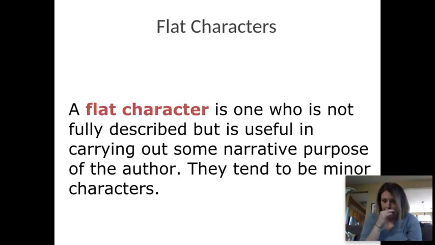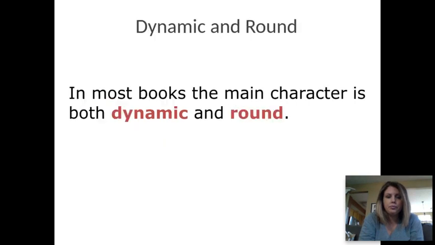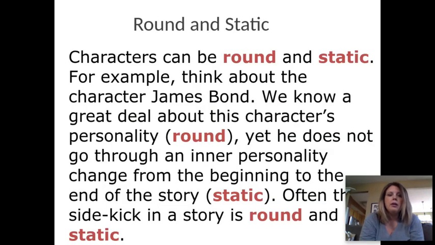The opposite is called a flat character. Flat characters are ones who are not fully described, but are useful in carrying out some of the narrative purpose for the author. They tend to be minor characters. So we have some description of them, but in general, it's not described as well as round characters. In most books, the main character is going to be both dynamic and round, meaning that they go through some kind of change and they're also fully described. We understand who they are.